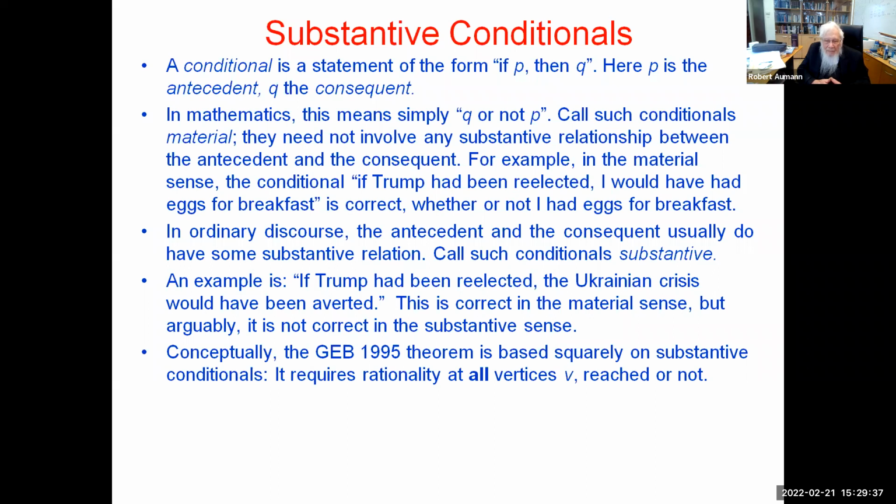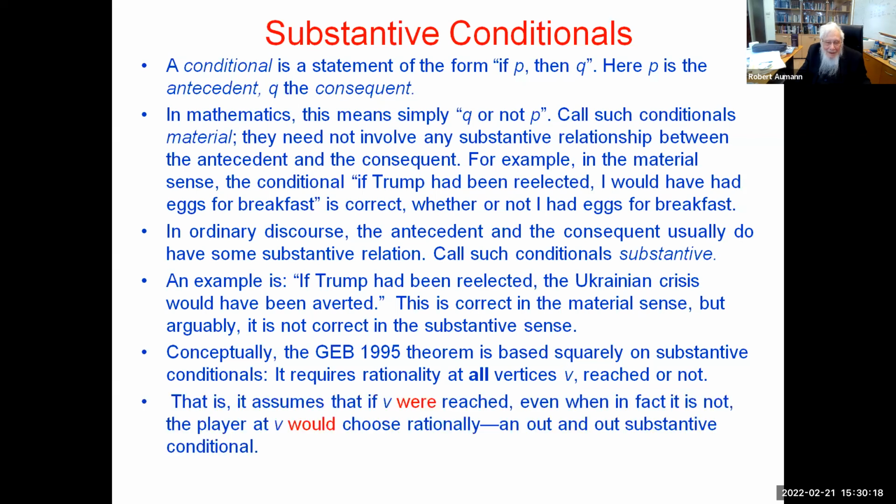Conceptually, the 1995 theorem is based squarely on substantive conditionals. It requires rationality at all vertices, whether they're reached or not. Basically, what you're saying is, if your vertex is reached, then you will move rationally. That is the substance of rationality. But if the vertex is not reached, what does it mean to say that you'll move rationally? That is, it assumes that if V were reached, even when in fact it is not, the player at V would choose rationally. That's a typical substantive conditional.